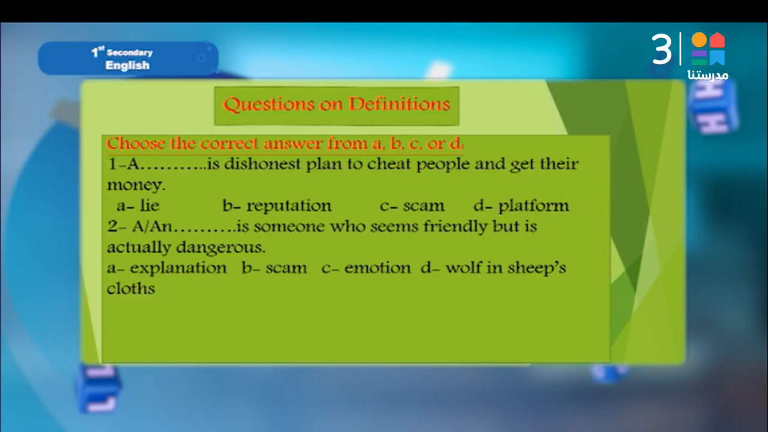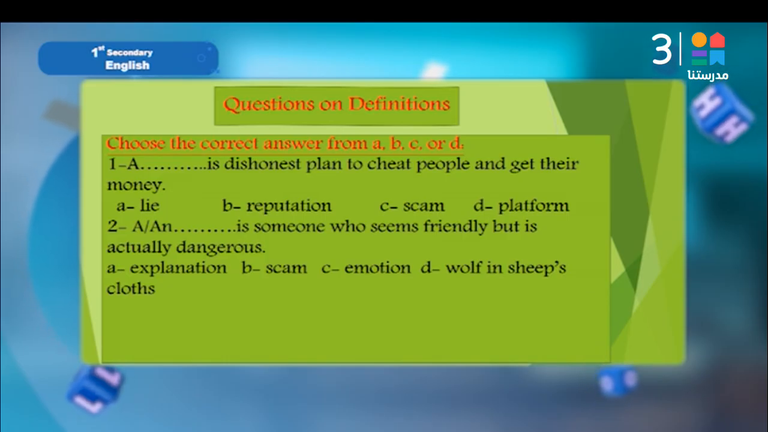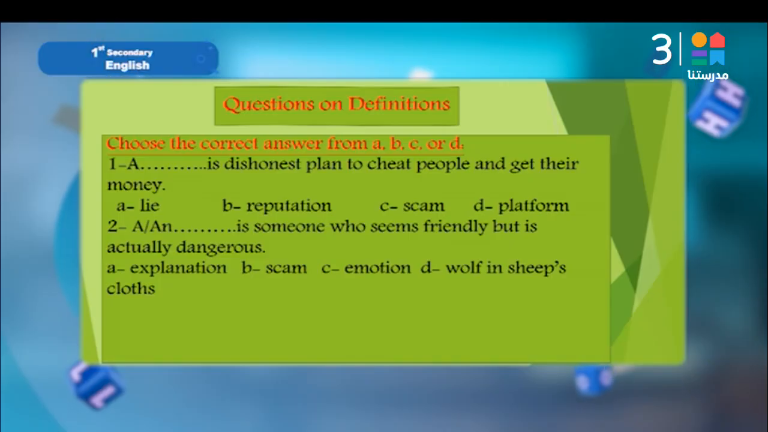Number 2. A or an space is someone who seems friendly but is actually dangerous. Someone who is putting on, yes, a friendly mask. He's trying to put on a friendly face in order to hide their own identity. What do we call them? Can you remember? Yes, a wolf in sheep's clothing. He is a wolf, but he is wearing sheep's clothes.